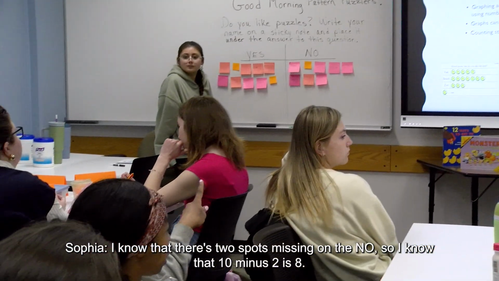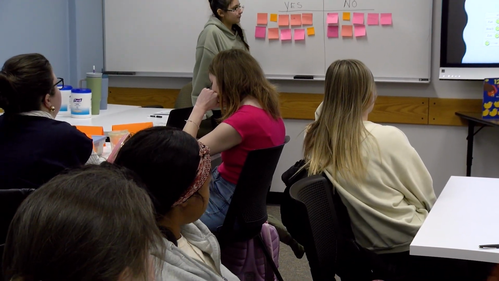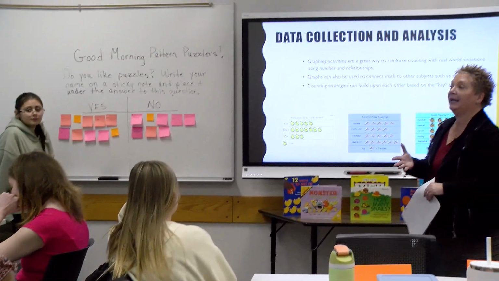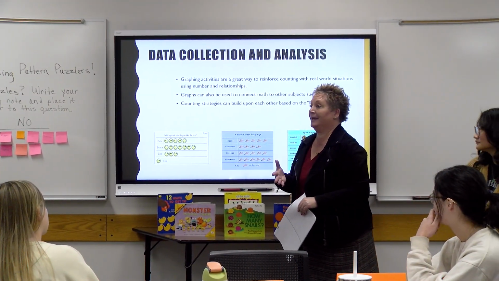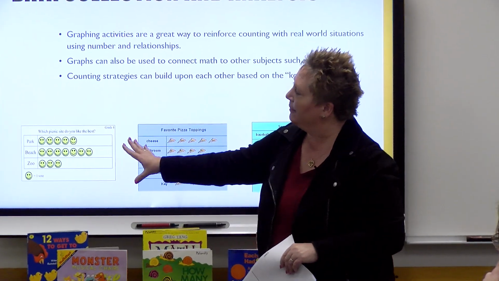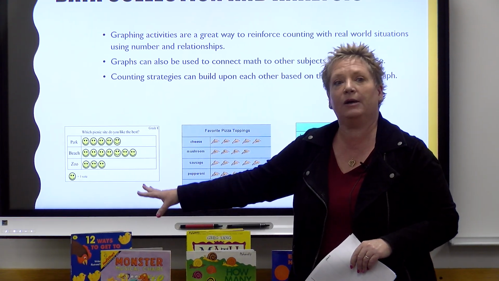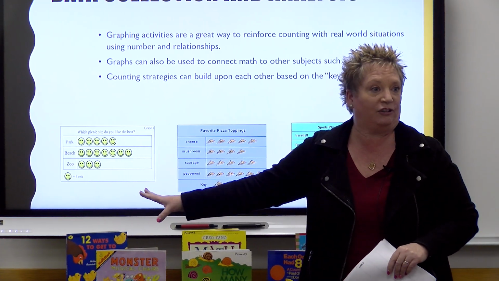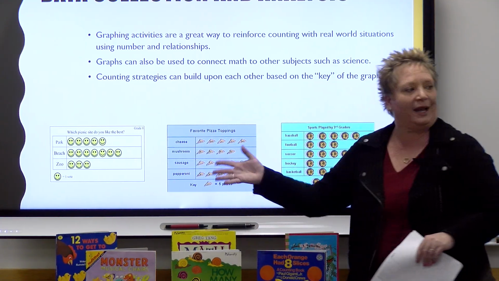I know that there's 2 spots missing on the no's, so I know that 10 minus 2 is 8. Nicely done, Sophia. So they can also do subtraction. Anybody do it a different way? Okay. So do you see how we can use our ability to collect data to use it for counting? We can also use it for organization, talk about how we can organize it like a 10 frame for place value. Okay, you guys can have a seat.